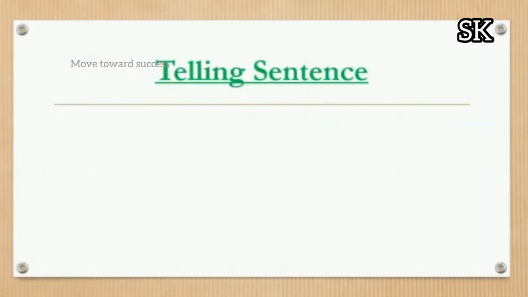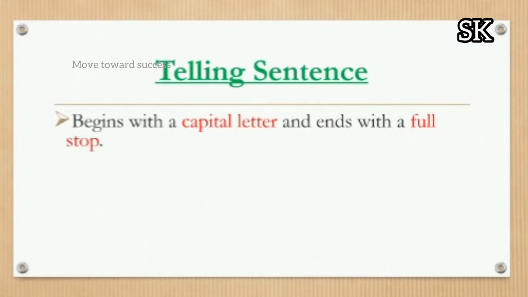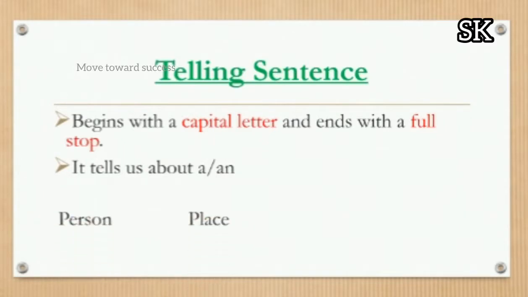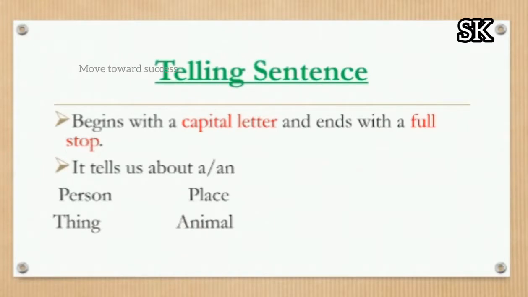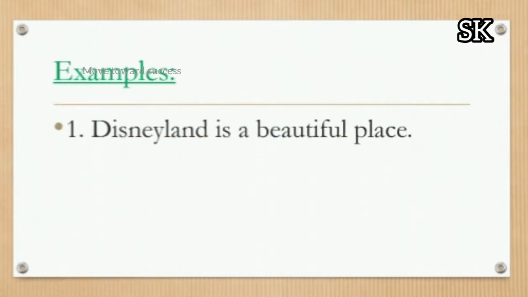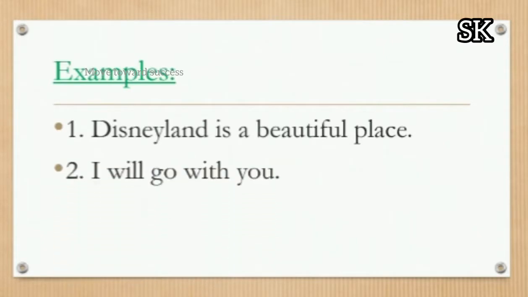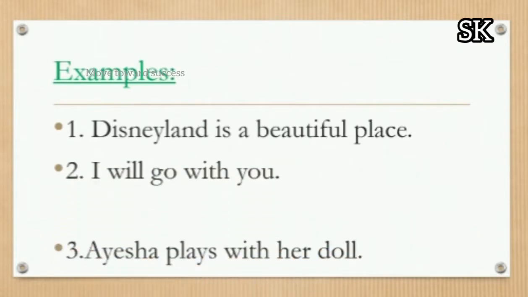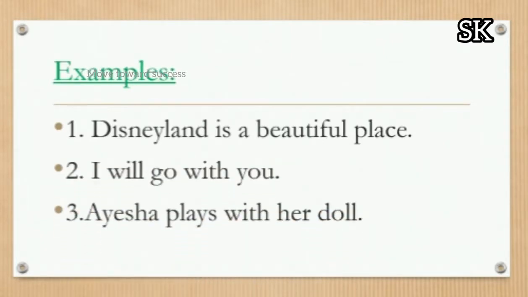What is a telling sentence? It begins with the capital letter and ends with the full stop. It tells us about a person, place, thing, animal, event. For example, Disneyland is a beautiful place. I will go with you. Asha plays with her doll.